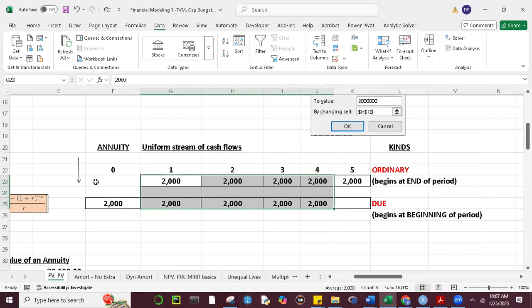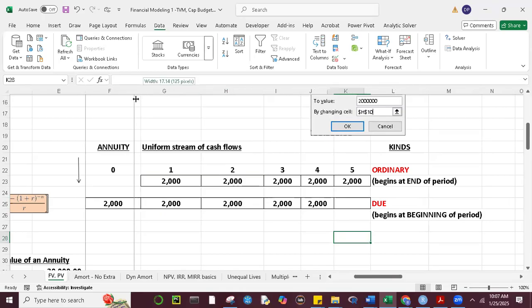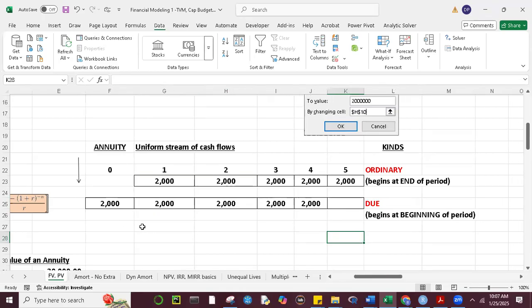The only difference is that for an annuity ordinary, we have 2000 after year 5. For annuity due, you have 2000 now. Since these are all equal, no problem with this. Same present values. Of course, the annuity due, which has 2000 now, its present value is 2000, while the present value of this one will be lower than 2000. Therefore, annuity due, of course, gives us the higher present value.